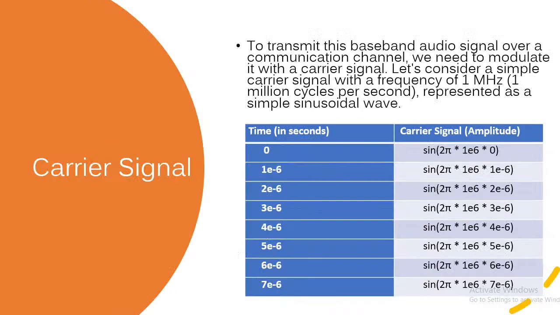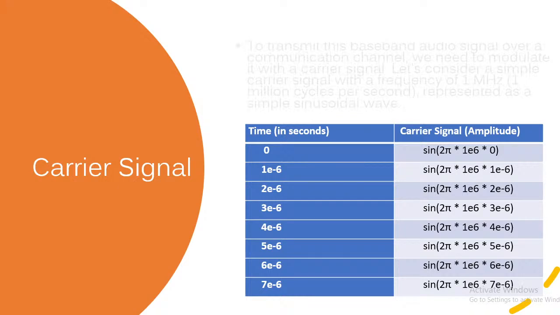Now the carrier signal is 1 megahertz, or 1 million cycles per second, and again it is a simple sinusoidal wave. You can see it is sine of 2 pi times 1 into 10 to the power 6, where 1 into 10 to the power 6 is the frequency, 1 megahertz, times time, where time is 0, or 1 into 10 to the power minus 6, or 2 into 10 to the power minus 6, or 7 into 10 to the power minus 6, that is time t. Next.